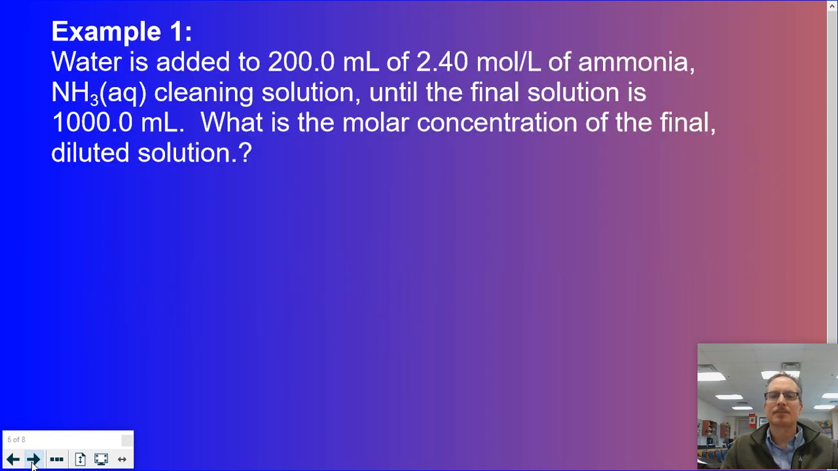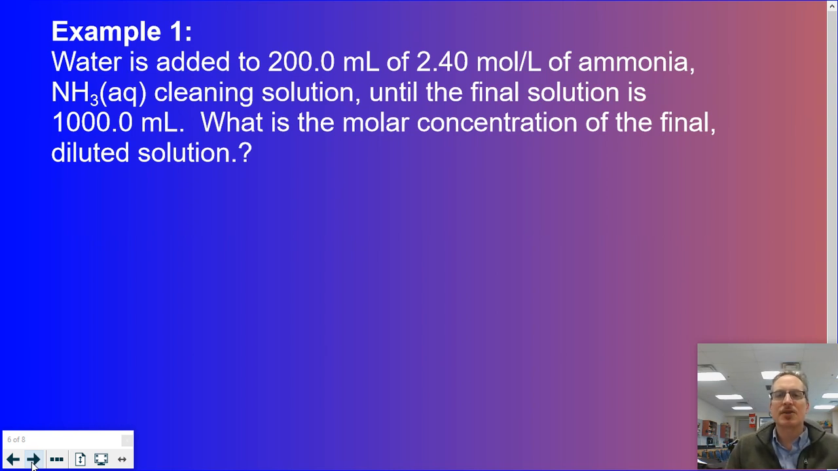So what I would like us to do is let's do example number 1. Water is added to 200 milliliters of 2.4 moles per liter of ammonia cleaning solution until the final solution is 1,000 milliliters.